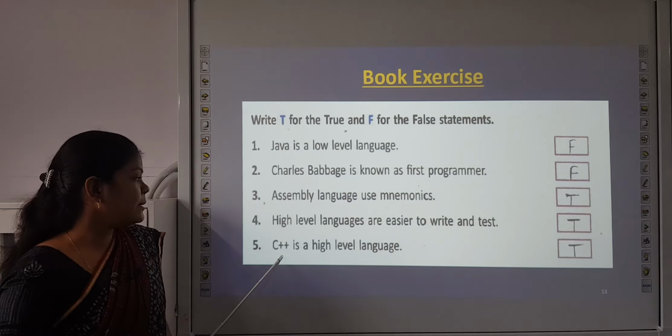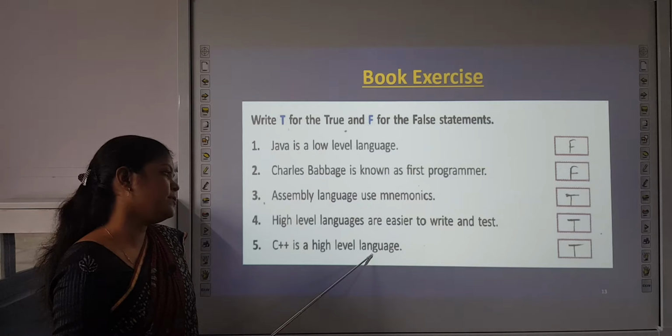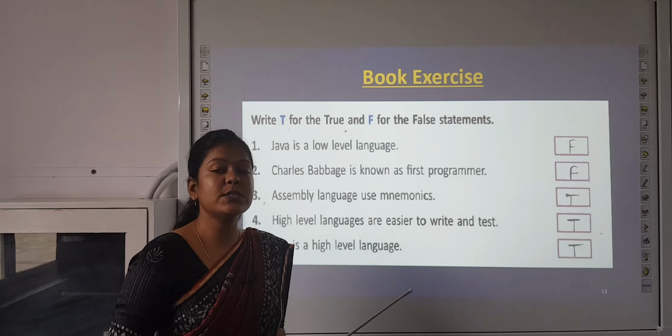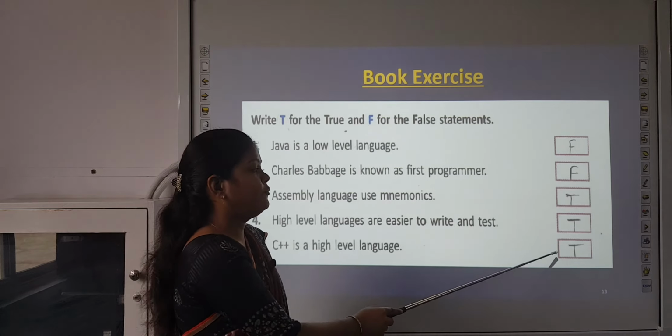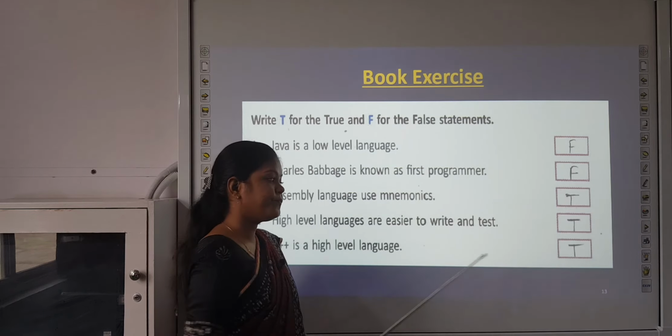Last we have, C++ is a high level language. It is a true statement because we know C, C++ and Java are high level languages. So, you have to write capital T here.